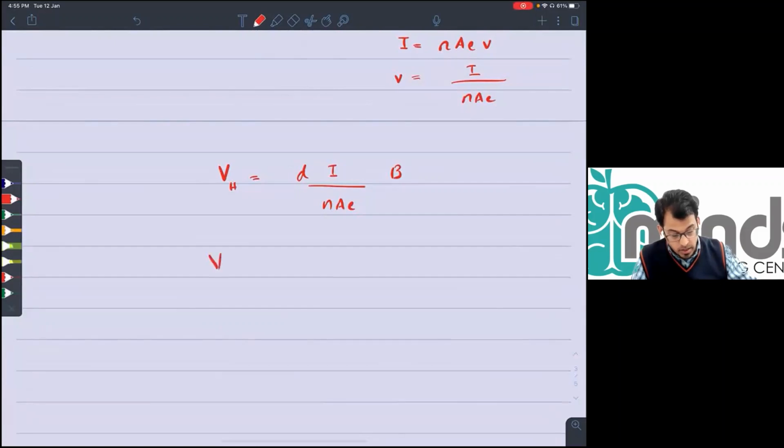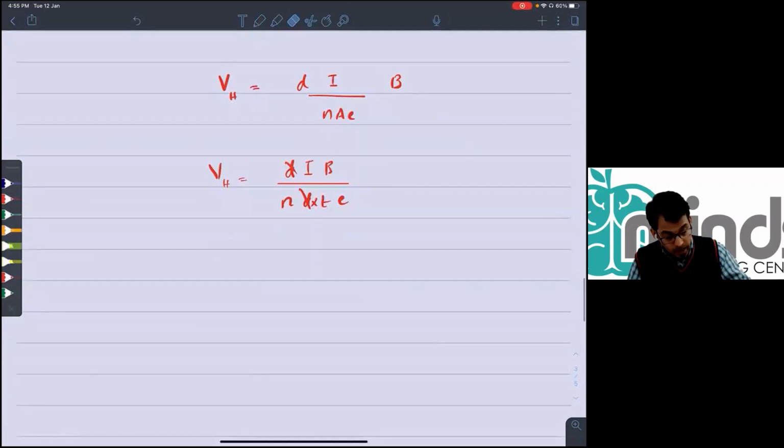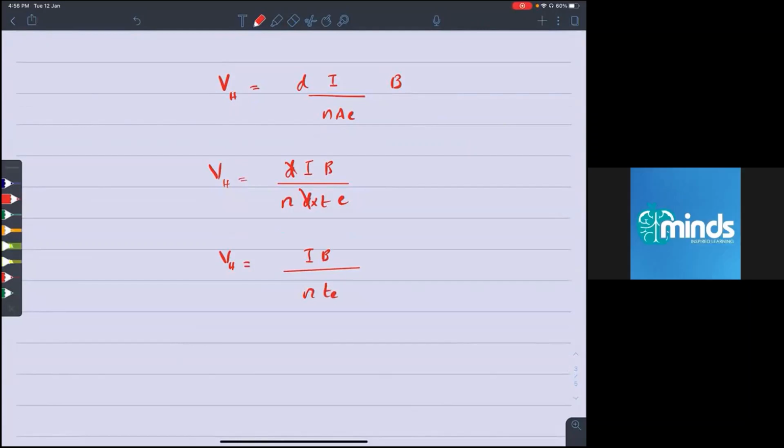Okay, now put the values. So VH equals D I B divided by N. Instead of area, I can write D into thickness times E. This D and D will get cancelled, so we will end up with Hall voltage equal to I times B divided by NTE. This specific equation is for electrons only.